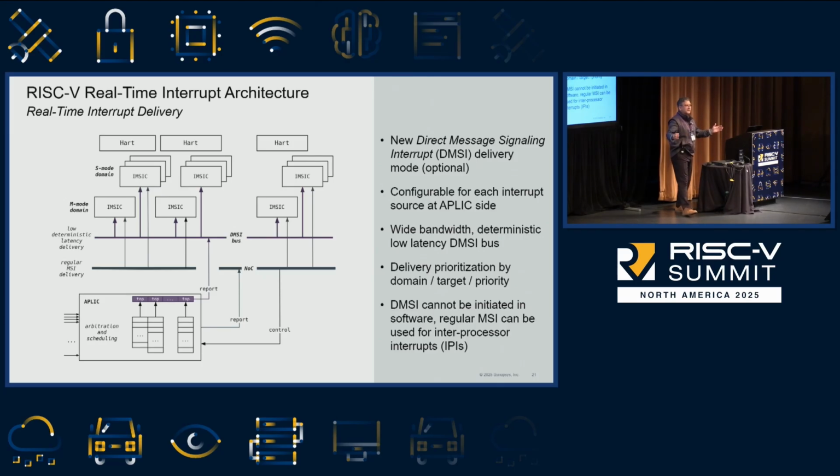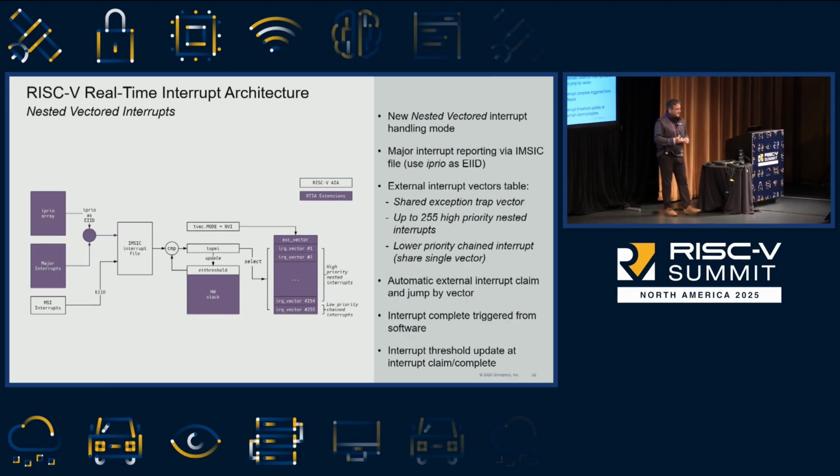But here we now have this extra direct message signaling mechanism where you have deterministic latency. It creates a separate bus that is a wide bus, again focused on real-time determinism. Each of the interrupts can be configured per source on the APLIC side, and you can prioritize that, whether by domain, by specific target, or by a priority domain. So you can create that prioritization. This is very focused on each processor. We still support the general MSI if you need to do interprocessor interrupts. So that's one aspect of it.